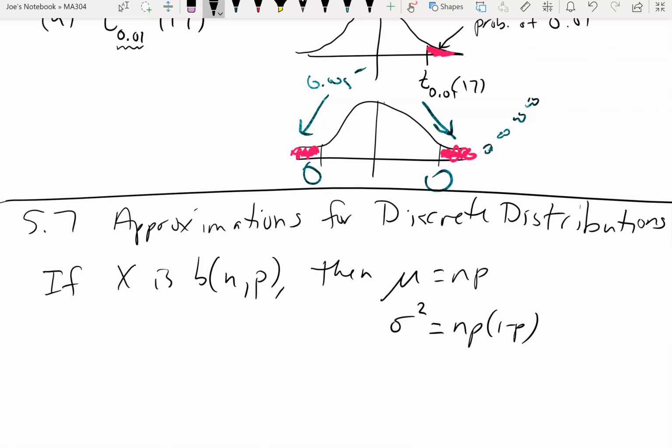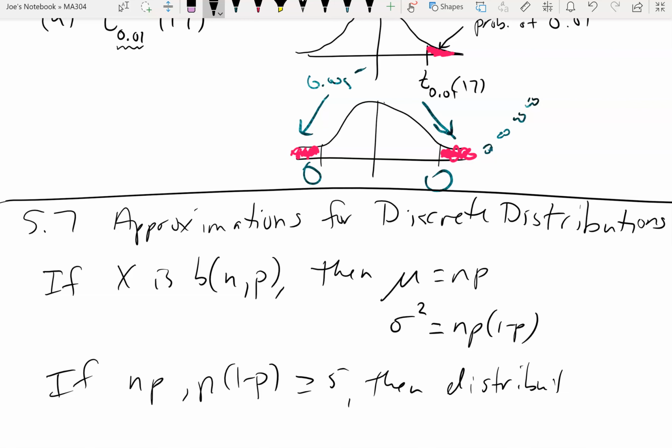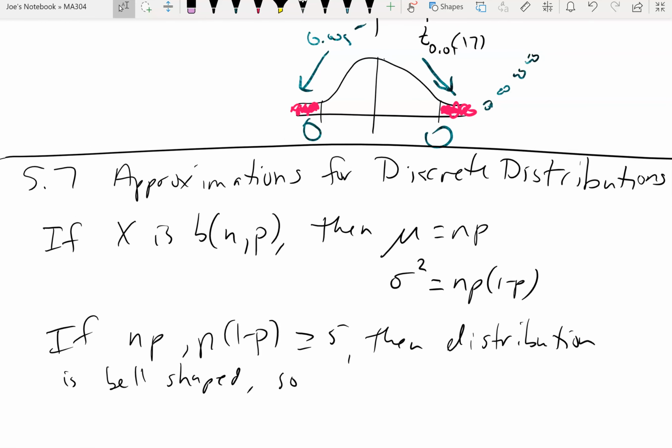And in particular, a rule of thumb is that if your np and your n times 1 minus p are bigger than 5, then this really looks bell-shaped. It looks like a normal distribution. Okay? If you just look at some histograms, you can see that pretty quickly. So if np and n times 1 minus p are greater than or equal to 5, then the distribution is bell-shaped. And in that case, if it's bell-shaped, we can use a normal distribution to approximate.